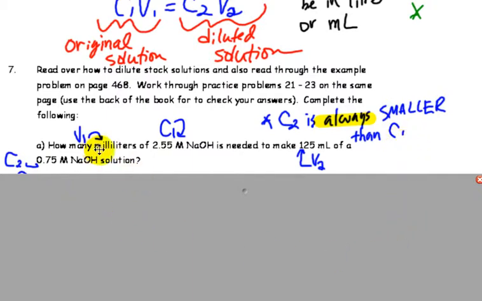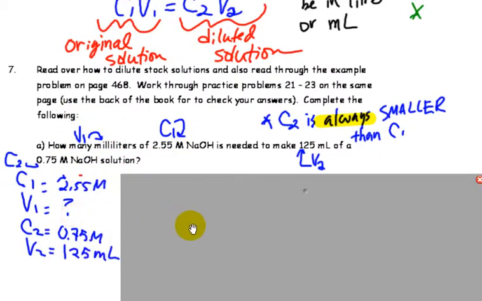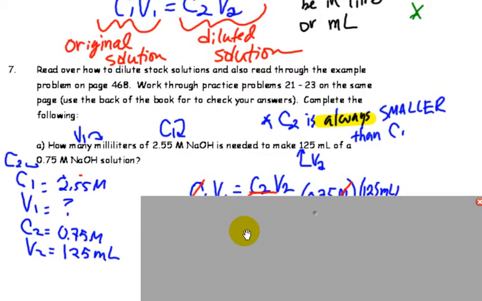Okay, so I've inserted all of the variables here. How many milliliters of this solution? So we're actually looking for V1 here. How many milliliters of my original solution do I need to make 125 mL of a 0.75 molar solution? So that's the tricky part with these questions, just figuring out what you need to find, distinguishing the original solution from the diluted one.